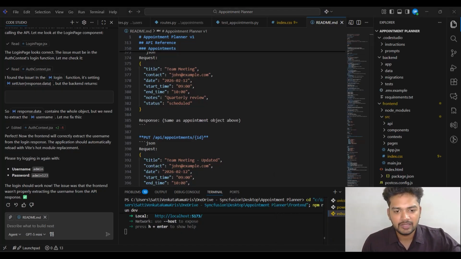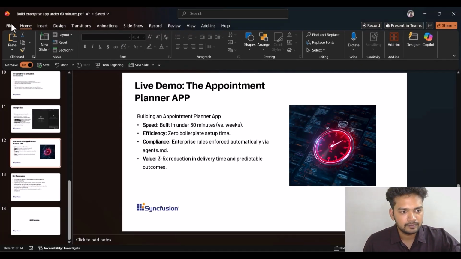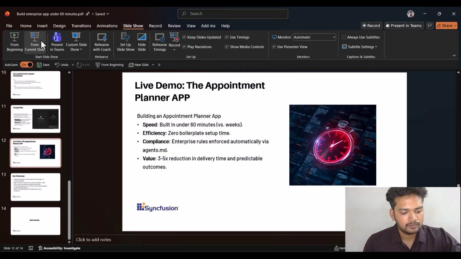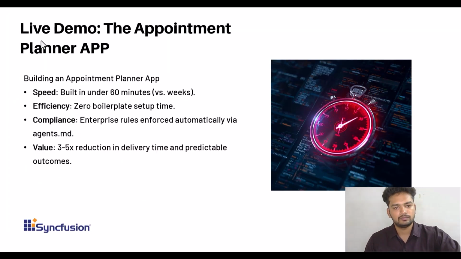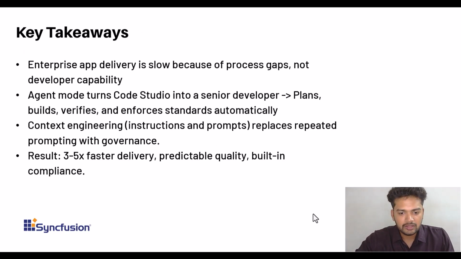Now let's jump into our presentation. So this is how teams go from weeks to minutes without losing control, with zero boilerplate, by using Code Studio to develop these enterprise apps. So what you are seeing is not speed through shortcuts; it's speed through eliminated friction. Now let's go through the key takeaways.